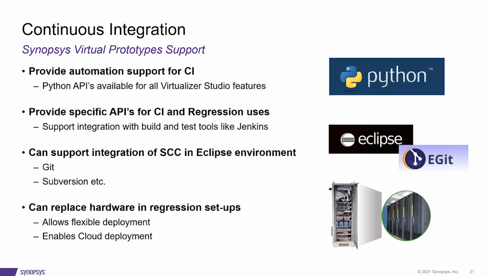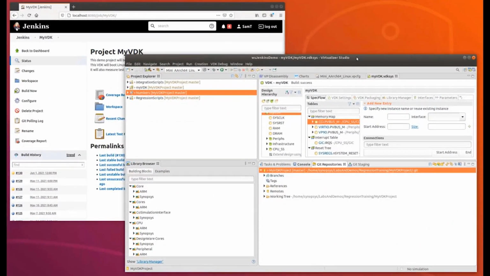Okay, in the final demo, we'll look at an example of a continuous integration environment using Virtualizer Studio, Git, and Jenkins. Let's see how Synopsys virtual prototypes can be easily deployed in a continuous integration environment using Git as the source code control system and Jenkins as a build and test server.